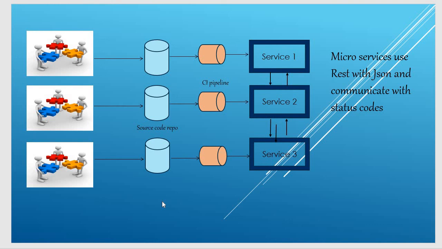Your devices understand it very easily, and it communicates with status codes like 200 for OK, 300 for redirection, 400 for errors related to user authentication, and 500 for server errors. That's the way they work and interact with each other.